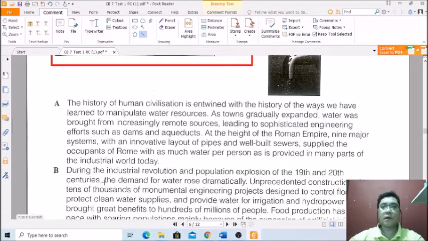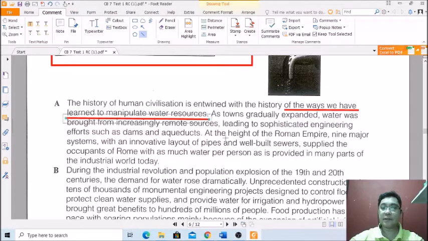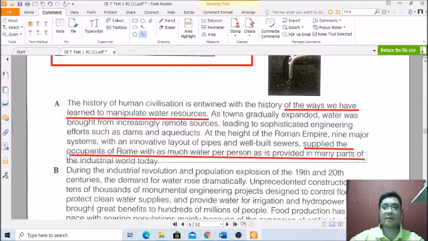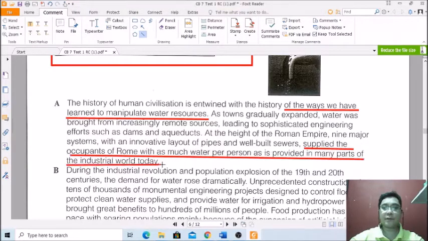Okay, first you need to understand that this paragraph actually explains to us the ways that we have learned to manipulate water resources. So that's exactly the important information in this paragraph. And then we're given a very interesting fact. In here, it supplied the occupants of Rome with as much water per person as provided in many parts of the industrial world today.